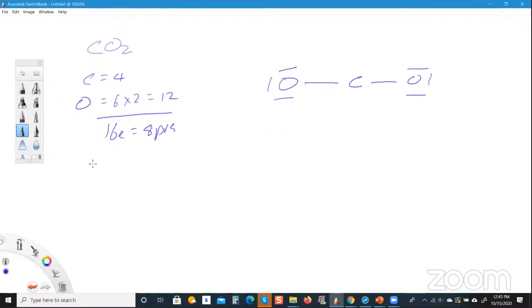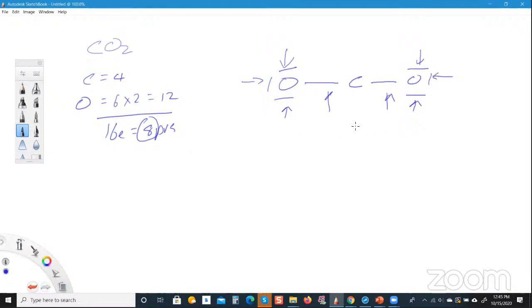But where are the unbonded pairs on carbon? No, there's none, because we have used up all the 8 pairs. 2 of them would be bonding here and here, and then here we have the non-bonding pairs, 3 here and 3 here. So the carbon atom will have a charge of +2? Yeah, we're going to get to that.